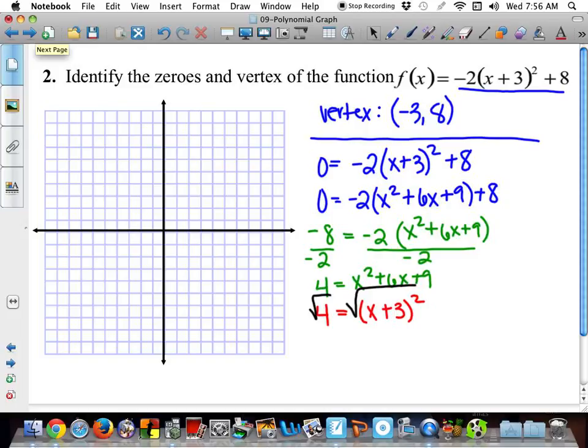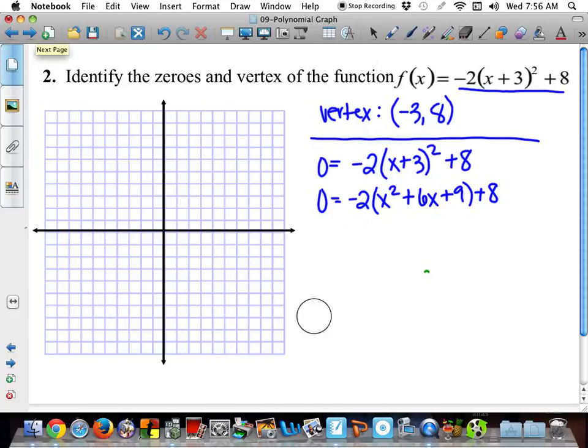I feel like I may have made a mistake in my math because it's very different from what I'm seeing with my answer key. And it is. So I apologize. I see where I made my mistake. So erase, pause if you need to. What I'm going to do is distribute this -2. -2x squared minus 12x minus 18 plus 8.